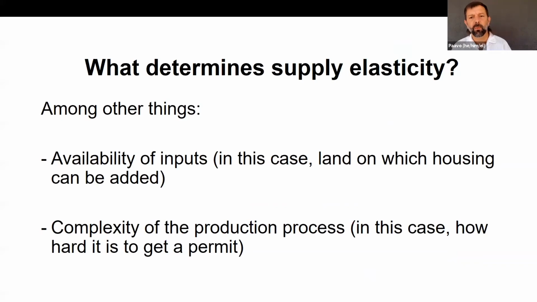So we can think about what determines how elastic or inelastic a good's supply is. And there are a couple of different factors that determine this elasticity. Two of the main ones are the availability of inputs, right? If we think about the inputs to housing, we have all the building materials. We also have the land that's zoned for more housing, right? So it's not just land existing, it's land on which more housing can be added. Then another big one that scholars emphasize is the complexity of the production process. If the production process is very complex, supply will be more inelastic, right? In this case, we can think about these process regulations on housing development.